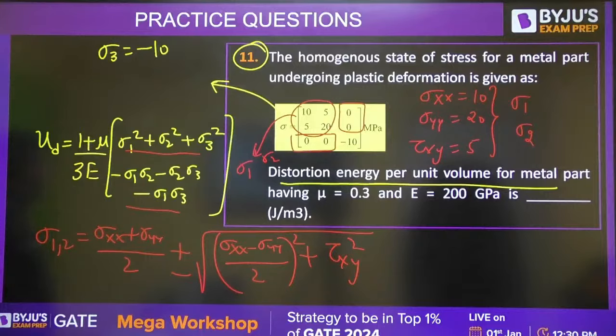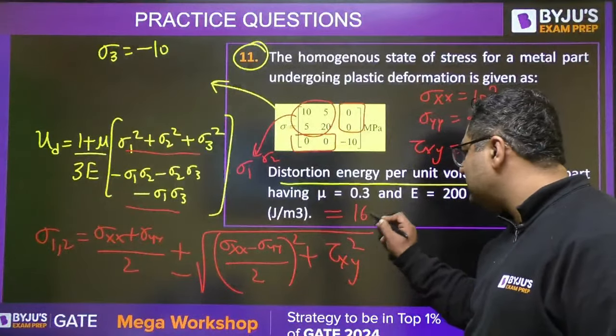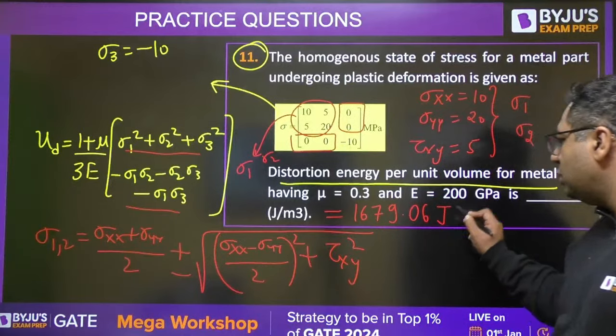Yes, guys, waiting for your answer. I feel Bhavya has given the right answer. The answer for this would be coming out to be 1679.06 joule per meter cube.